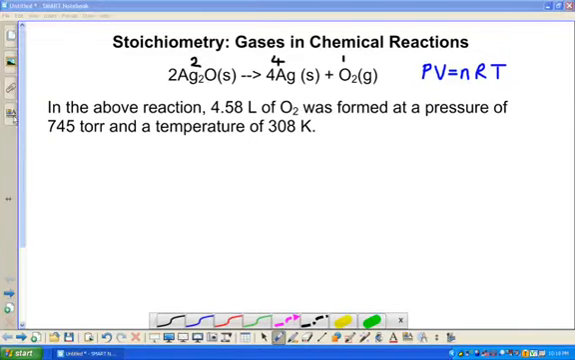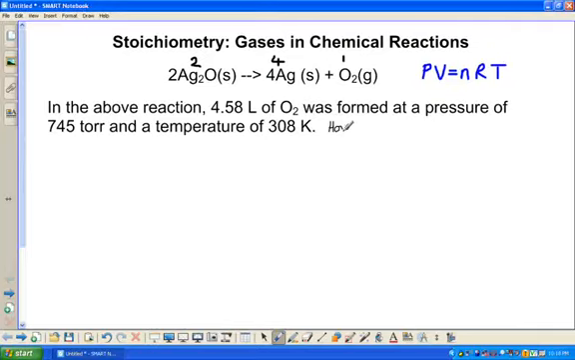So the rest of the question really should have stated: how many grams of silver oxide must have decomposed. This is a decomposition reaction where we go from one thing and we get two things out. You can also just say how many grams of silver oxide must have reacted to give all this oxygen.